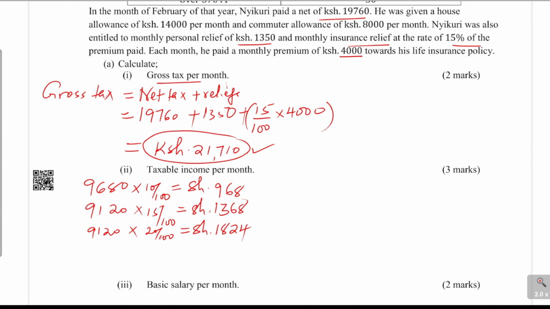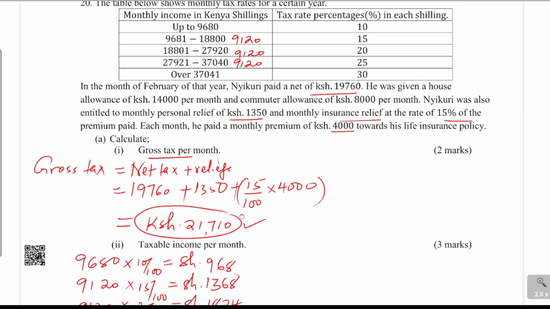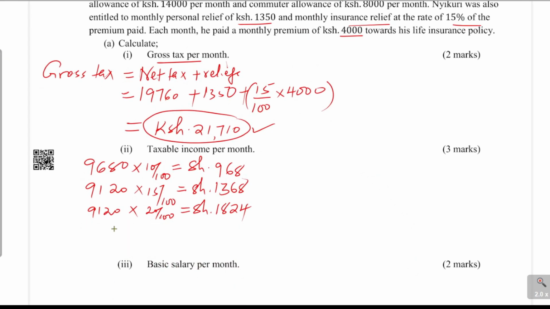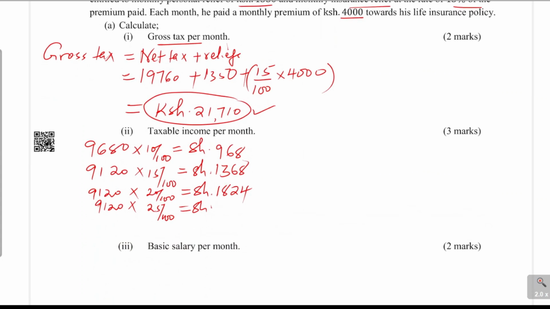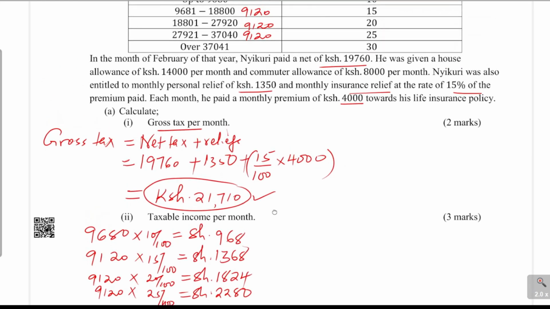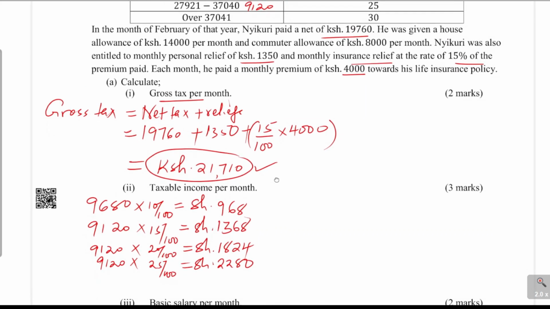We can still proceed to the next band, because when you add 968 plus 1368 plus 1824, you can see you have a long way to go to get 21,710. So the next band, the same amount, 9120, times the rate there, which is 25%. That one will give 2280. So now we are remaining with the last band.